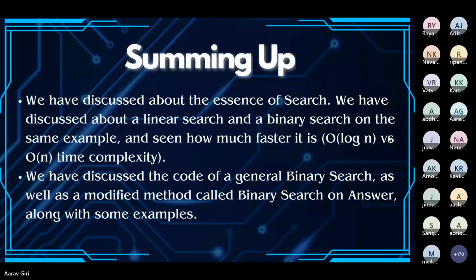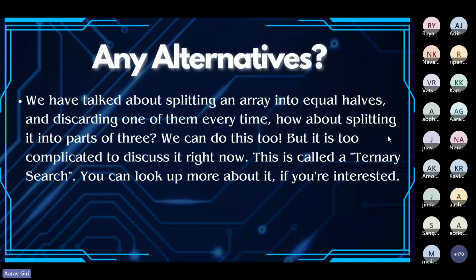Are there any alternatives? Well, in this case, we divided an array into two parts and observed how much faster it is. How about I divide it into three parts and keep doing this? This thing is actually called a ternary search. You can look up more about it, but yeah, it is too complicated to discuss here.